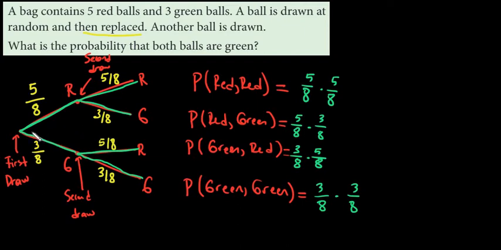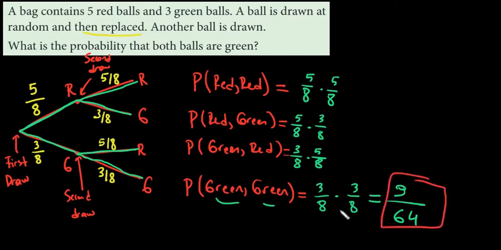So whichever way you are traveling, you are just going to multiply the probabilities on the way. Okay? What is the question? The probability that both balls are green. So this is our question. Green and green. 3 times 3, 9. Over 8 times 8, 64. So 9 over 64 is the answer for this question.